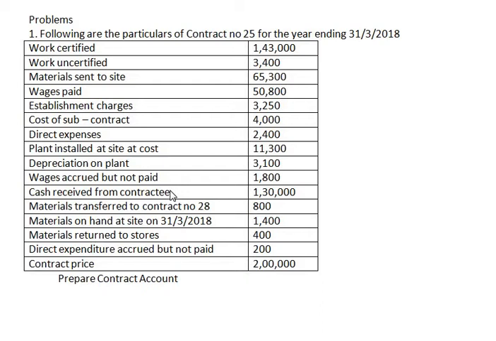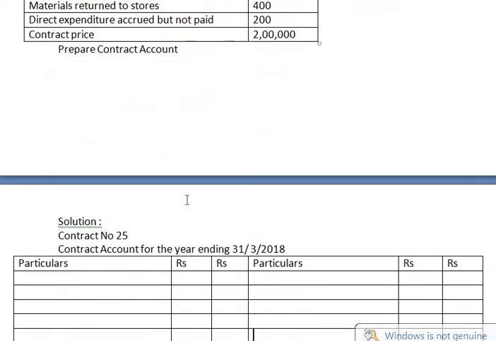I hope you have all gone through the format of the contract account, as well as the 5 formulas I had given, for calculating how much amount should be transferred to profit and loss account. Hope everybody has gone through it. Now, to prepare the contract account, write the heading: Contract number 25, contract account for the year ending 31st March 2018. Particulars, and we need two amount columns, on both the debit side as well as the credit side.